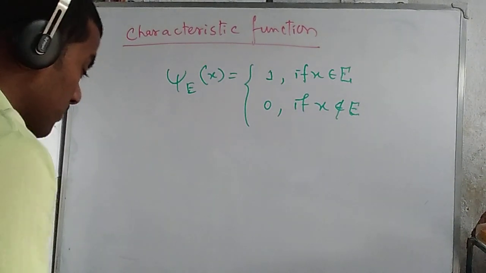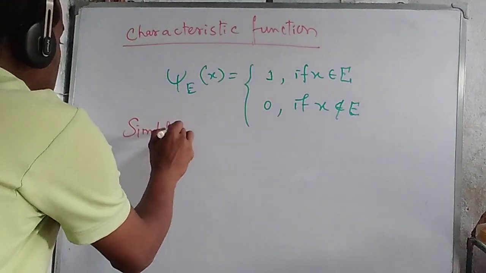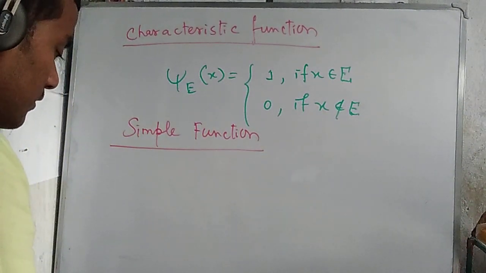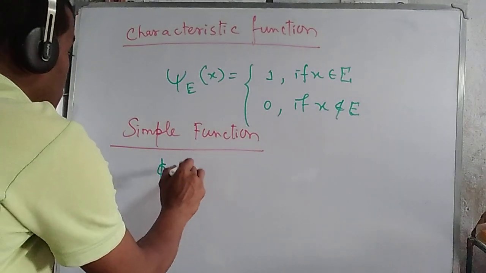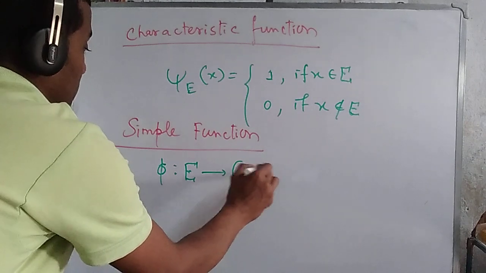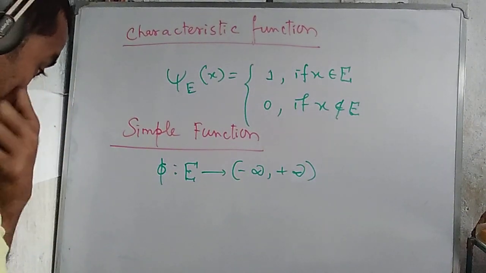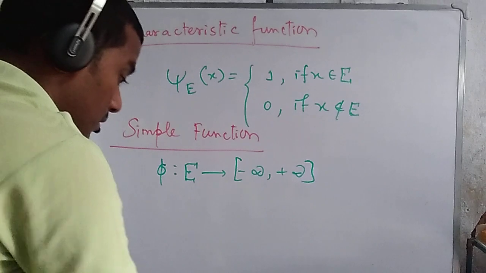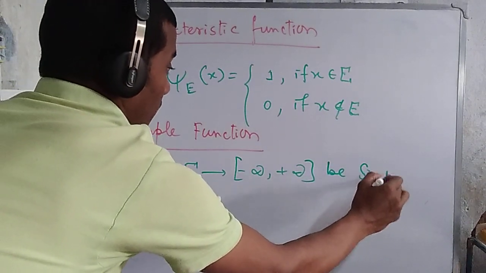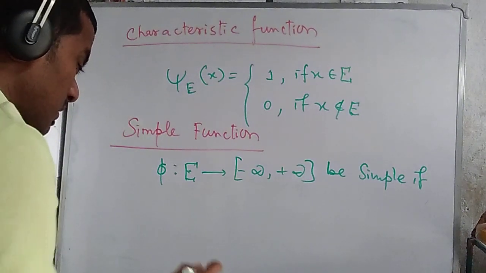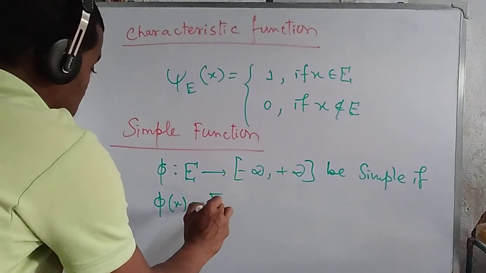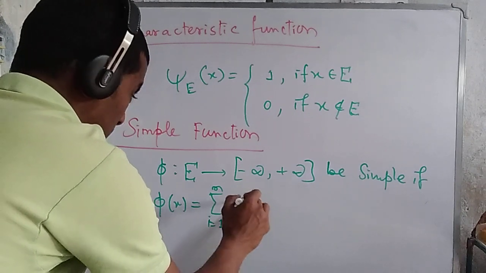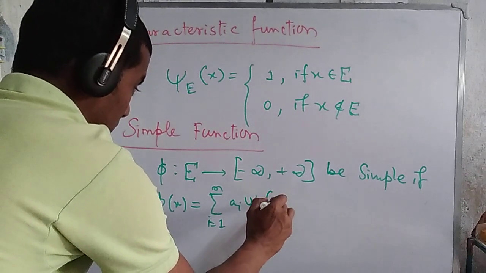Then we write now simple function. A function phi from E to minus infinity, plus infinity is said to be simple if phi(x) equals the summation i equal to 1 to n of a_i times psi_{E_i}(x).